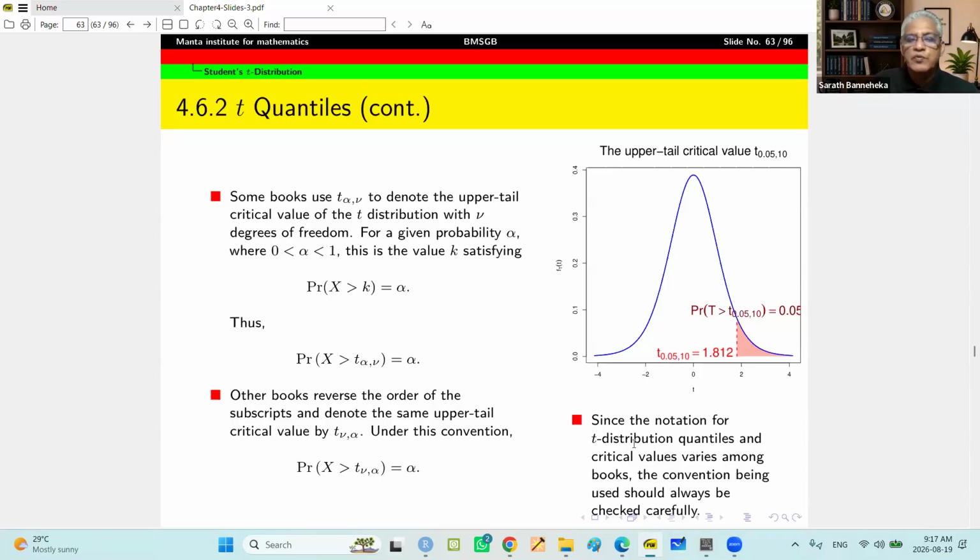So since the notation for T distribution quantiles and critical values varies among books, or varies according to the author, the convention being used should always be carefully checked. Right.